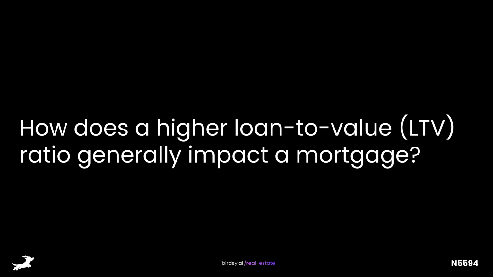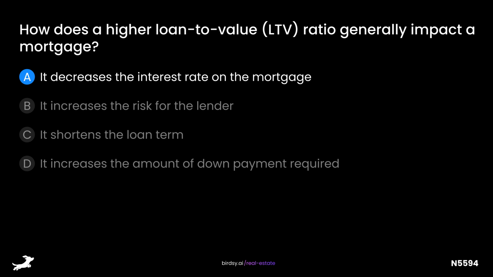How does a higher loan-to-value (LTV) ratio generally impact a mortgage? Is it A, it decreases the interest rate on the mortgage, B, it increases the risk for the lender, C, it shortens the loan term, or D, it increases the amount of down payment required? The answer is B, it increases the risk for the lender.